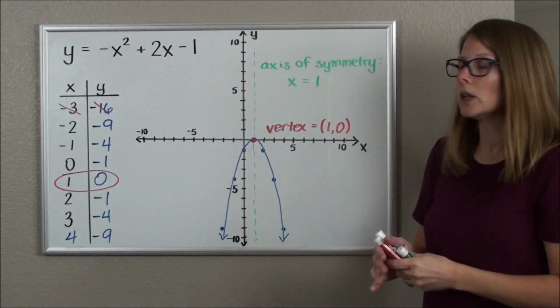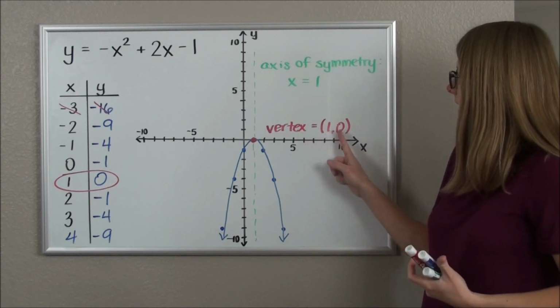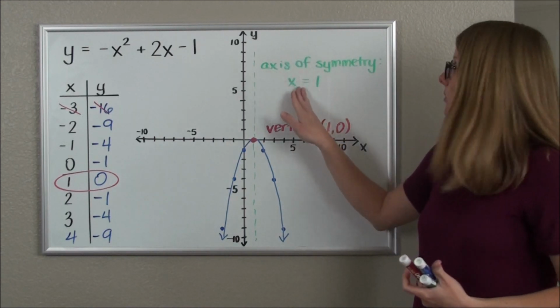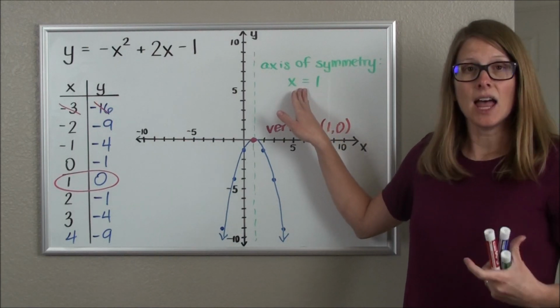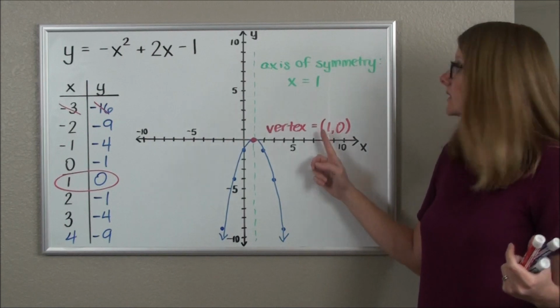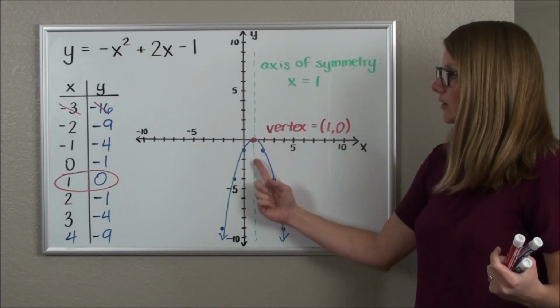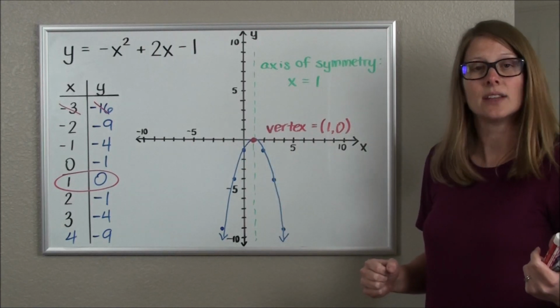So the vertex will always be written as a point or an ordered pair, x, y. The axis of symmetry will always be written as a line, x equals whatever the x value was in the vertex. So in this case, it's x equals 1 because 1 was the x value in the vertex, and that's where the axis of symmetry cuts through.